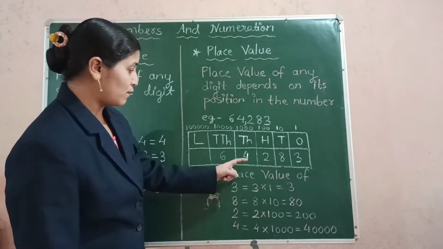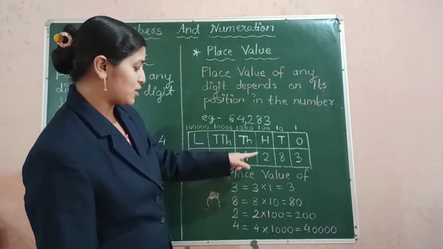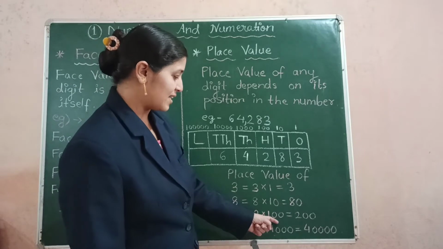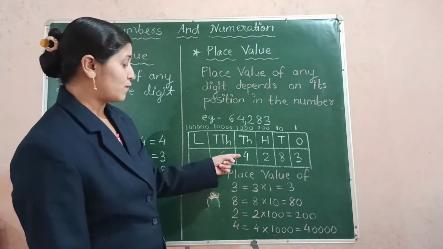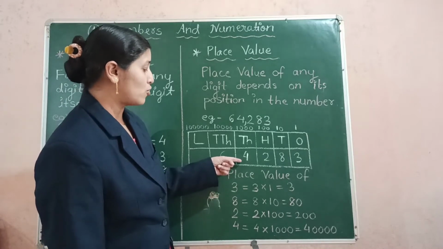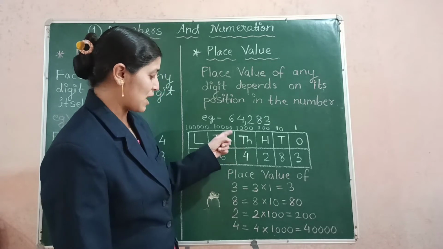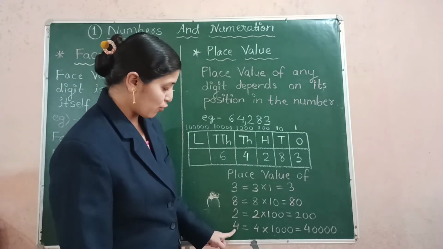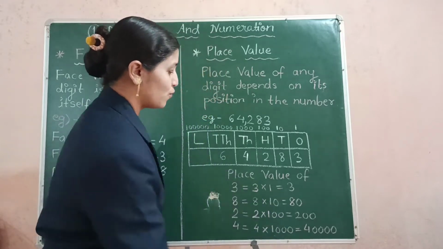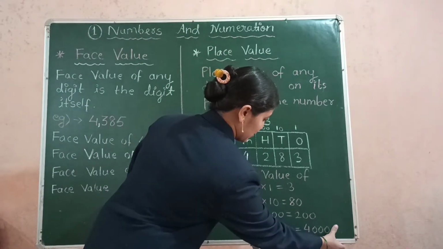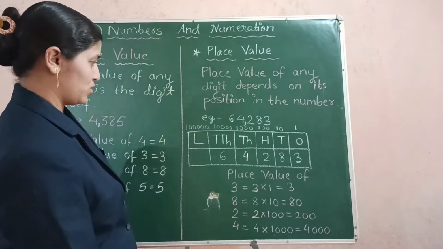So also, if you are asked to find out the place value of 2, 2 is in hundreds place. So multiply 2 with 100 and the place value is 200. Also, if we are to find out the place value of 4 which is in thousands place, I will multiply 4 with 1000, and the place value will become 4000. Okay. So the place value of 4 is 4000.